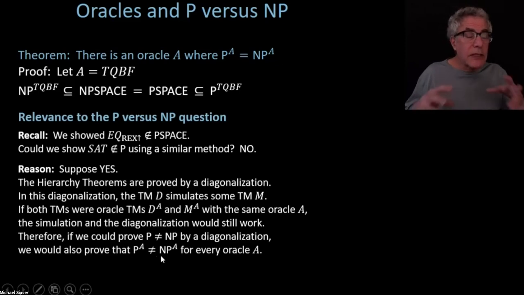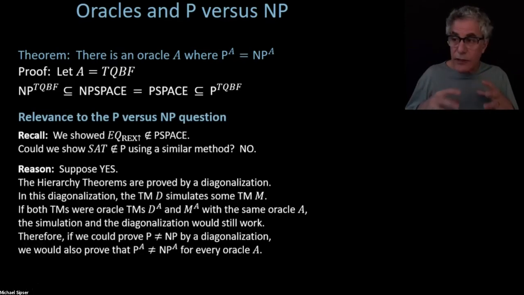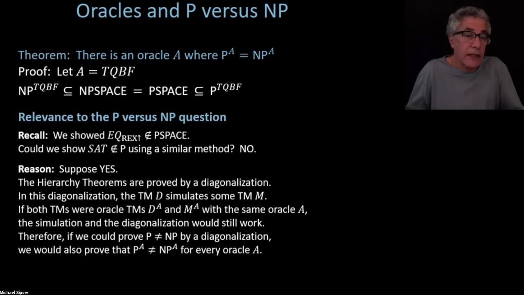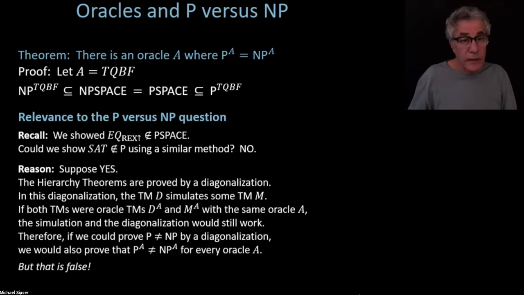So something that at its core is a diagonalization is not going to be enough to solve P versus NP, because otherwise it would prove that they're different for every oracle, and sometimes they're not different for some oracles. So that's an important insight for what kind of method will not be adequate to prove P different from NP.